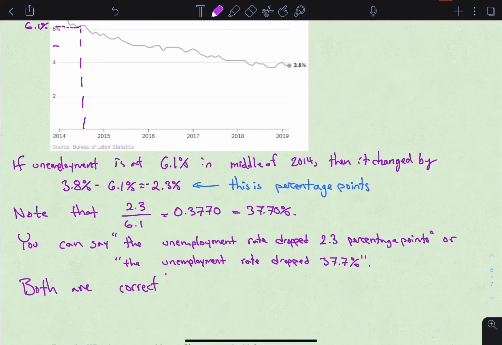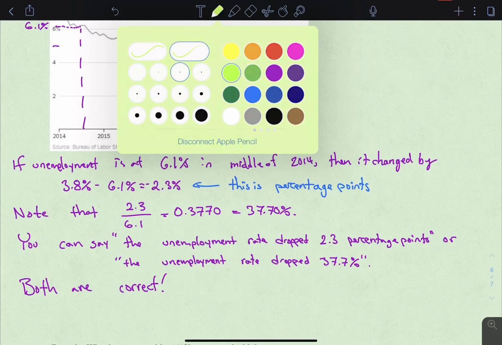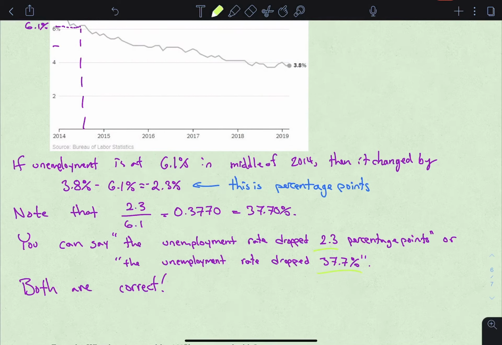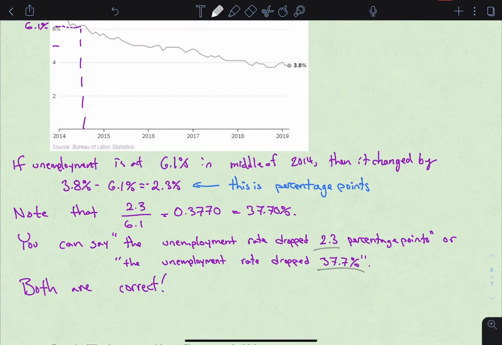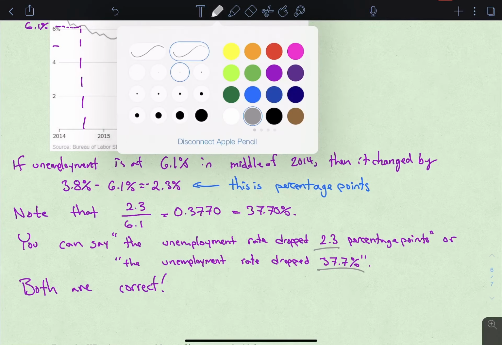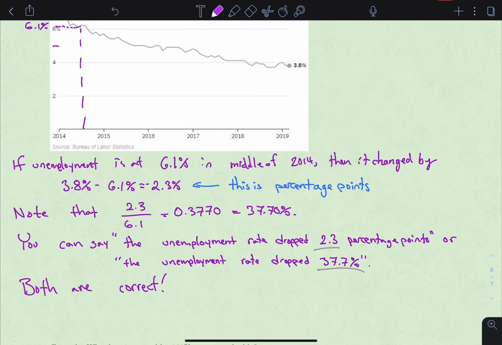So when the measure that somebody is talking about is already in percents, it's really important to know which one they're saying, because obviously these numbers are very different. 2.3 is a very different number than 37.7. So you need to know which one is being said, is the point of this example. It's a very common thing to hear about percentage points versus a percent change. So keep your ear open for that one.